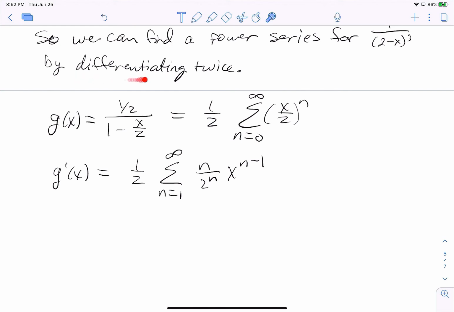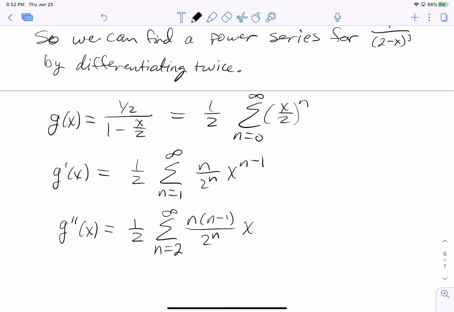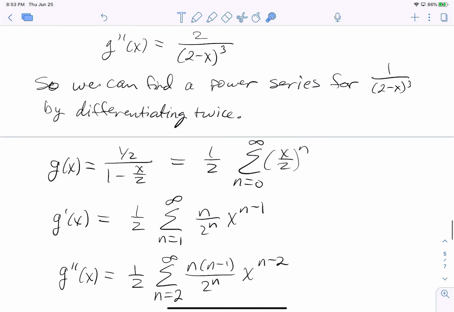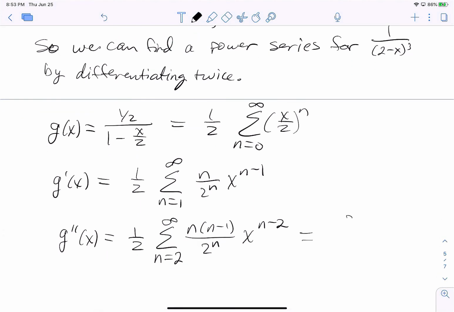We've already noted we need to differentiate twice, so we're going to roll that again. So we have g double prime of x is equal to 1/2 times the sum of, now n goes from 2 to infinity, of n times n minus 1 over 2 to the n times x to the n minus 2. Now, we've just developed that expression as representing g double prime of x, but folks, a few minutes ago, we said that g double prime of x was 2 over (2 minus x) quantity cubed. Therefore, I can say this equals 2 over the quantity of 2 minus x cubed.